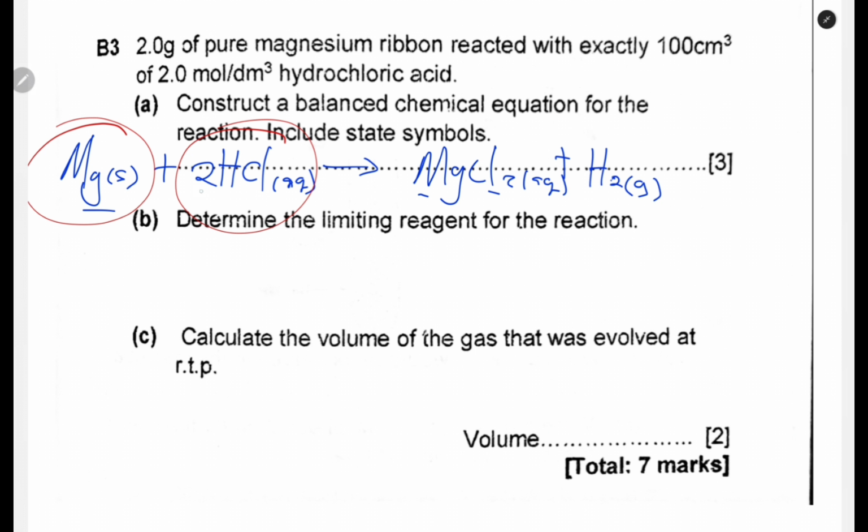In the case of number of moles of acid, we are going to divide by 2. But for magnesium, we are going to divide by 1. There's a 1 in front here. Then the one with the lower number of moles is the limiting reagent. So let us do that.